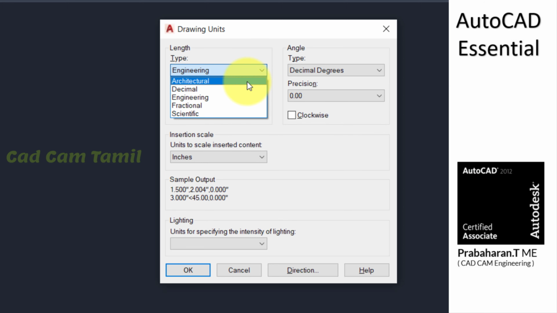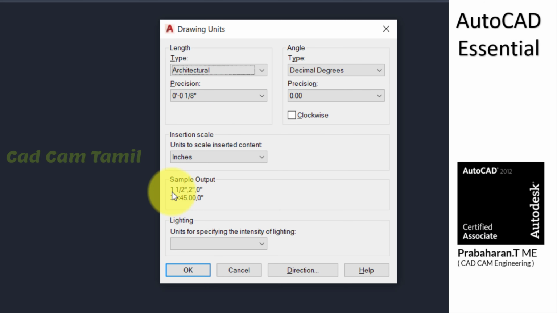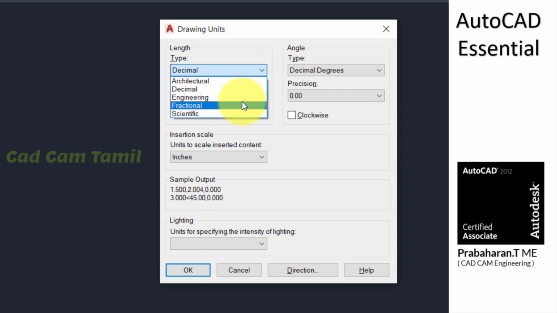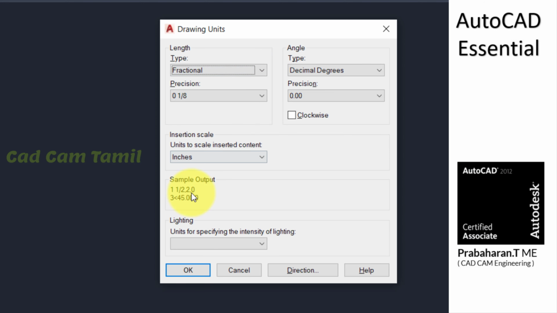You can see here. Once I choose architectural, you can see the sample output 1.5 inches. The 0.5 value will be represented as 1/2, in a fractional format. Okay. So engineering and architectural, both civil engineers may use. Now we will go for millimeters, decimal. You can see here 1.5. It's a sample output. Similarly, this 0.5 can be represented as 1/2 millimeters. How can it be? We have to choose fractional. If you choose fractional, you can see this 0.5 will be represented as 1/2. These are all millimeters only.